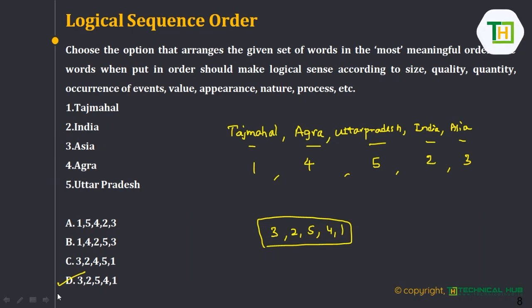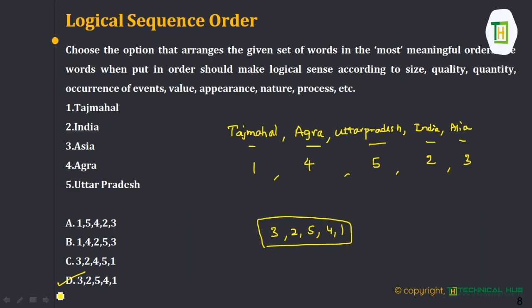So in the given options, we have only option D as correct. We don't have any other option as correct. Because see, the correct order is 1, 4, 5, 2, 3, and that option is nowhere in the given options. So we have to do it in the reverse way. That means starting from the biggest to the smallest, 3, 2, 5, 4, 1. Okay, so that is the correct order.